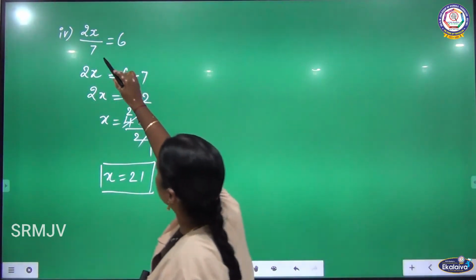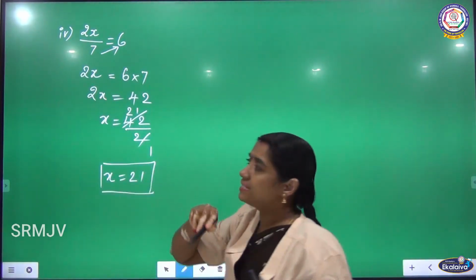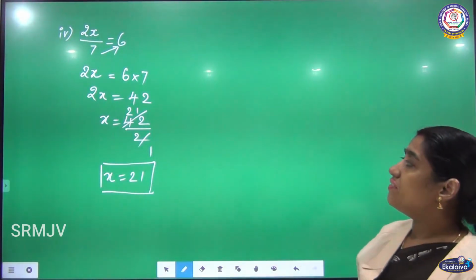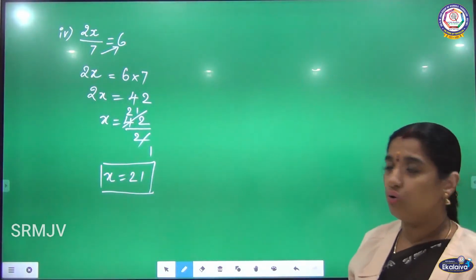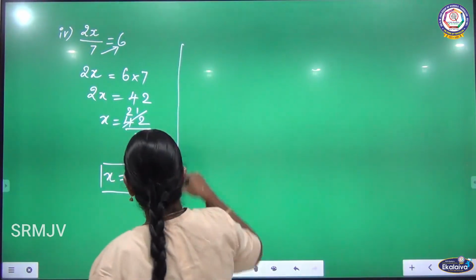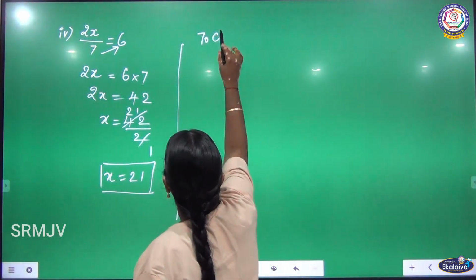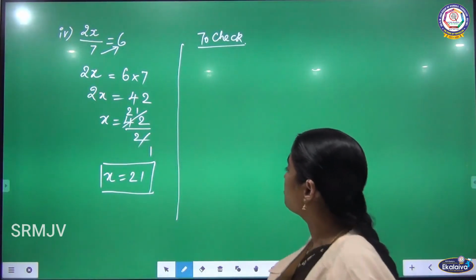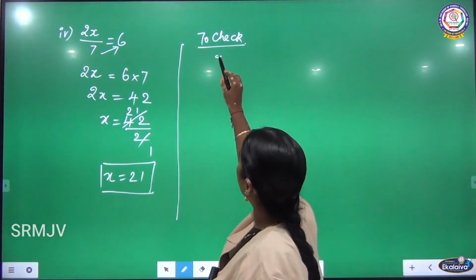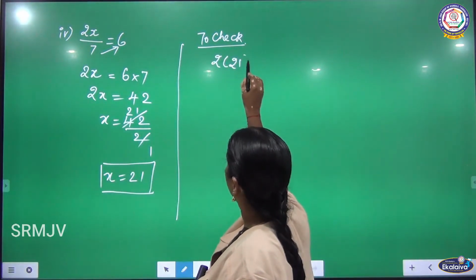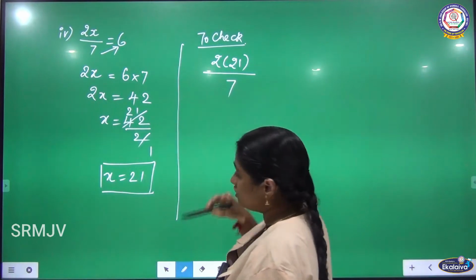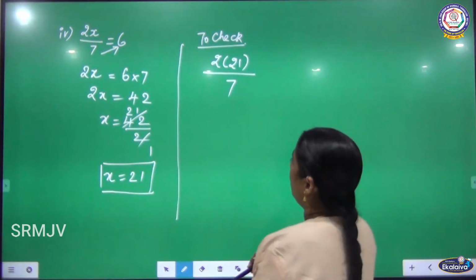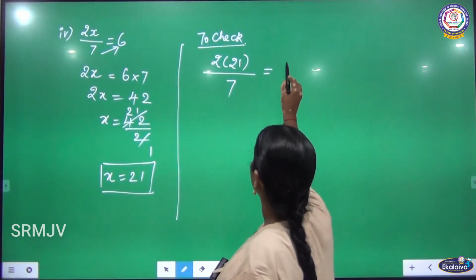So or else I can cross multiply this. It is in the division by 7. So 6 into 7, which is what? 42. Okay. Now I am going to check this. To check. Okay. Listen. 2 into 21 by 7. Instead of x I am going to substitute here 21. So which is equal to what?